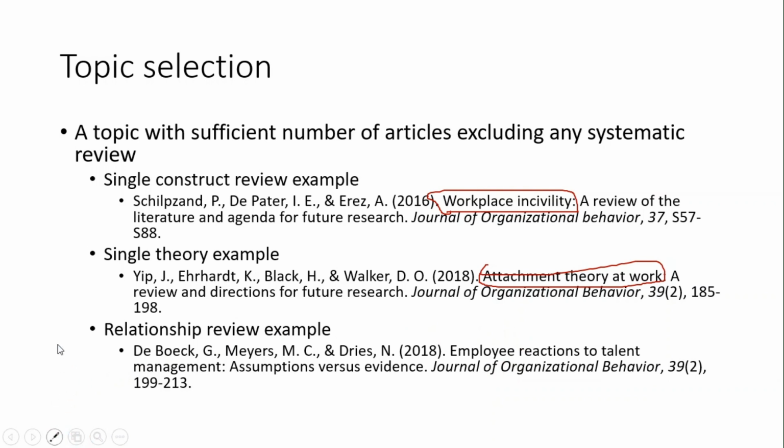In this particular example, we have two constructs. One construct is talent management practices, and another construct is employee reactions. So in this particular paper, the authors are trying to find out the impact of talent management practices on employee reactions. They are reviewing this relationship.